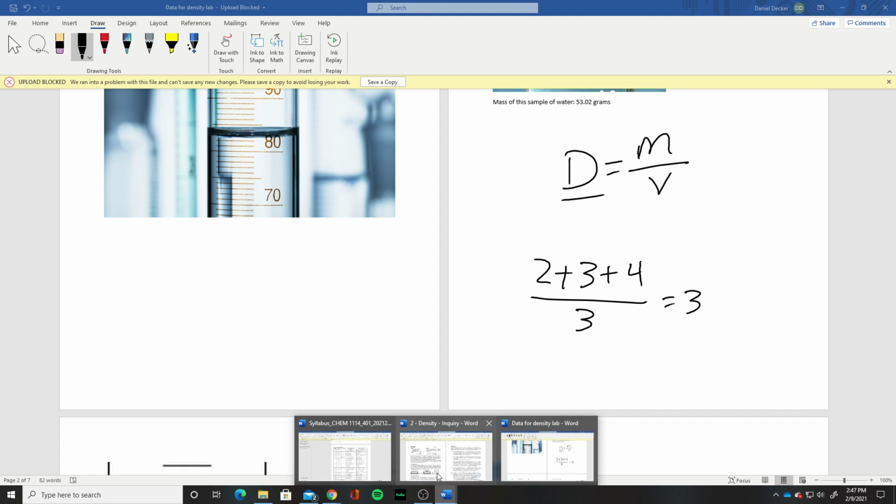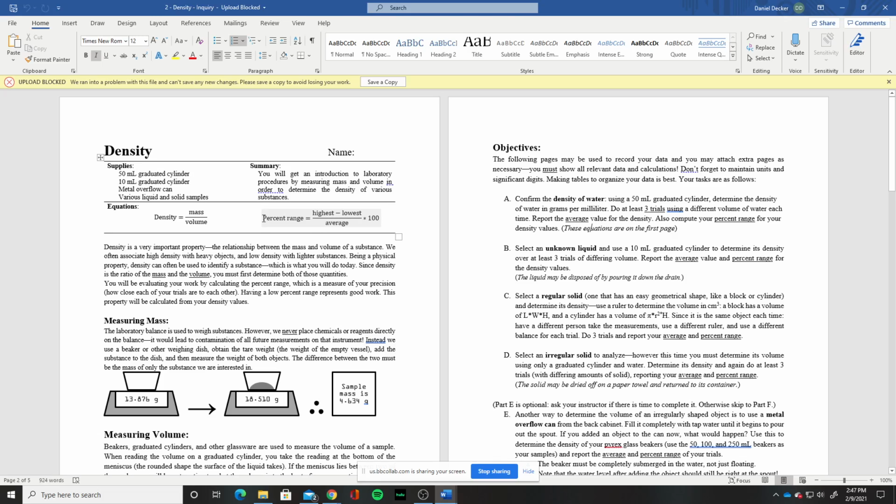The percent range is right here. The percent range, which I will also want you to give me, is the highest number that you measured, which would be the density. Again, these are the density values that we're looking at here. So your highest density minus the lowest density should give you a relatively small number. You'll have a relatively small number at the top of this fraction, divided by that average, times 100%. That is your percent range. So you should have a pretty small percent range.